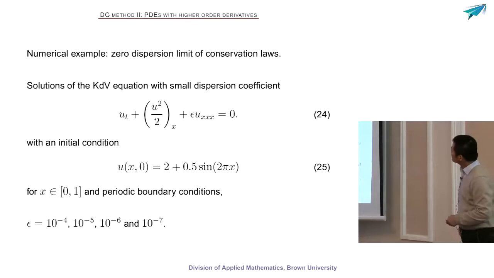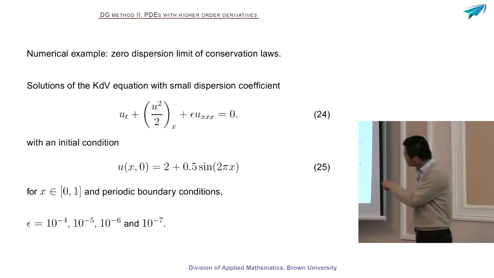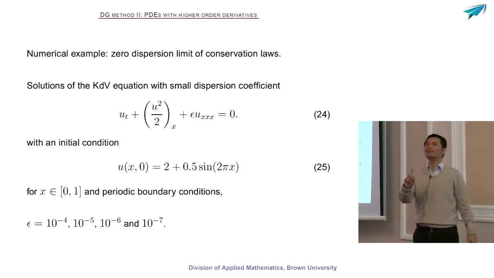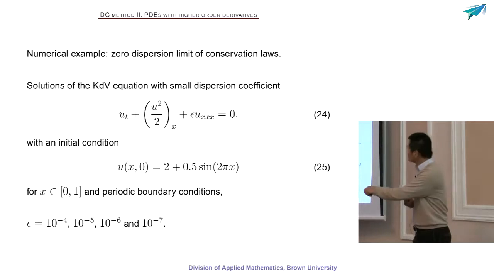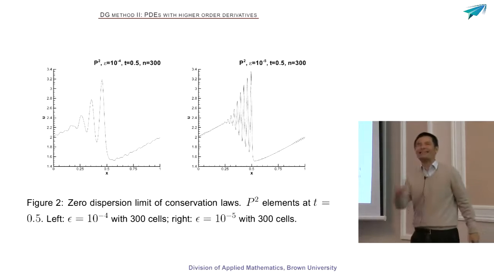Let's see. Zero dispersion limit of conservation laws. You can see here it's like a KdV equation, but with an epsilon here, which goes to 0 and is very small. It's very different from the diffusive limit, for which you have epsilon uxx with a negative sign. That one, basically, you get the entropy solution. This one, if epsilon goes to 0, you get a very funny, you get nothing. I'm sorry.